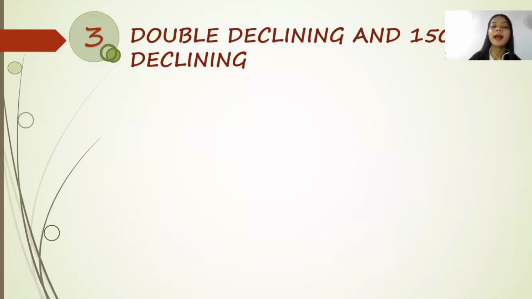Ang dali lang, di ba? Move on tayo sa next method: double declining and 150 declining.